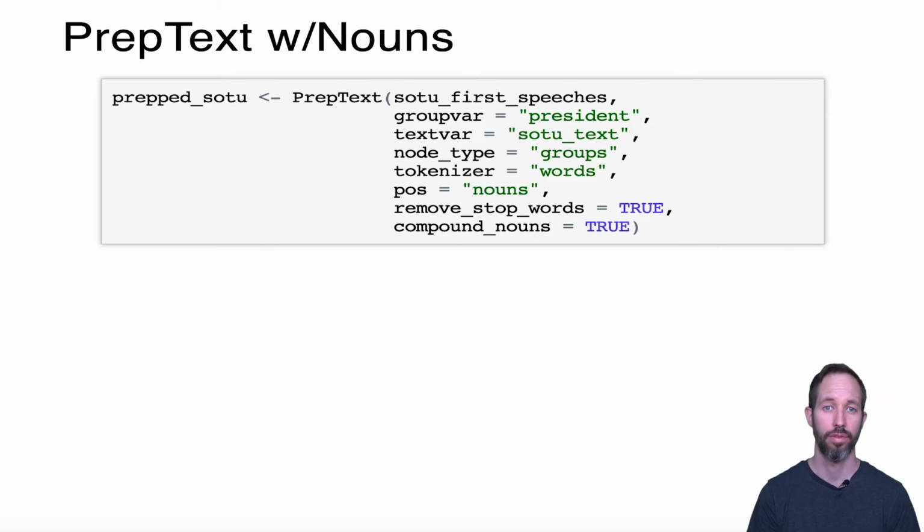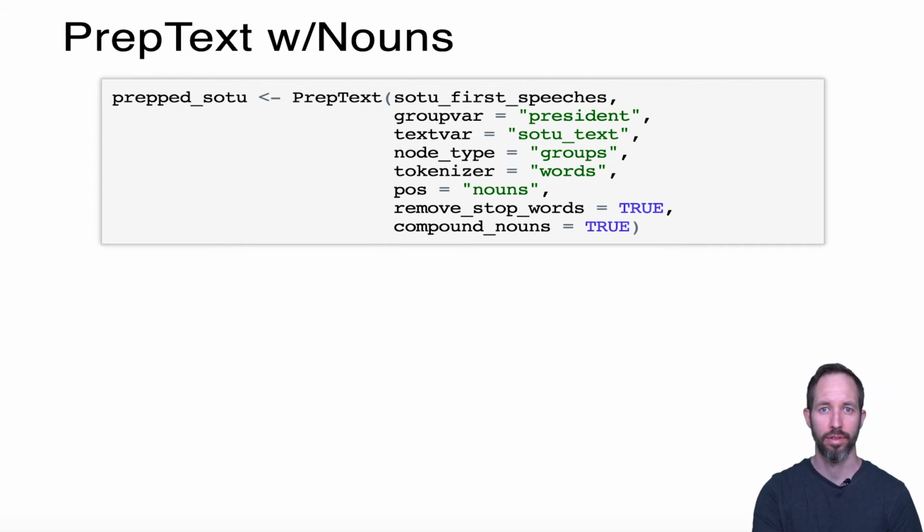So the first core function in the package is called PrepText. PrepText reads in a data frame, and within that data frame, we need to give the function a grouping variable. That's the author. In this case, that variable is called president. We need to tell it where the text is. In this case, that variable is called so_text. We need to tell it whether we want to do an author-based projection or a word-based projection. That's the node_type argument. If you want to do an author-based projection, you should write groups. If you want to do a word-based projection, you should do words.